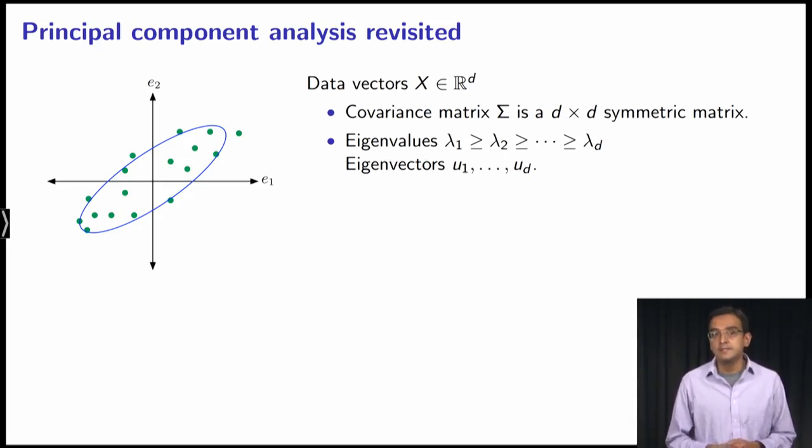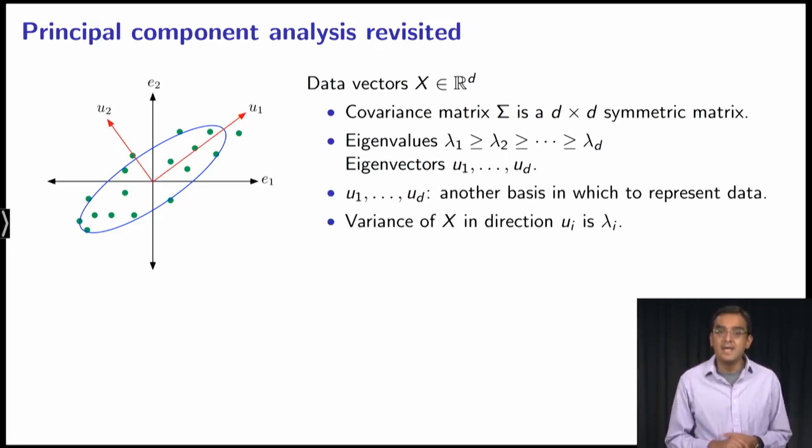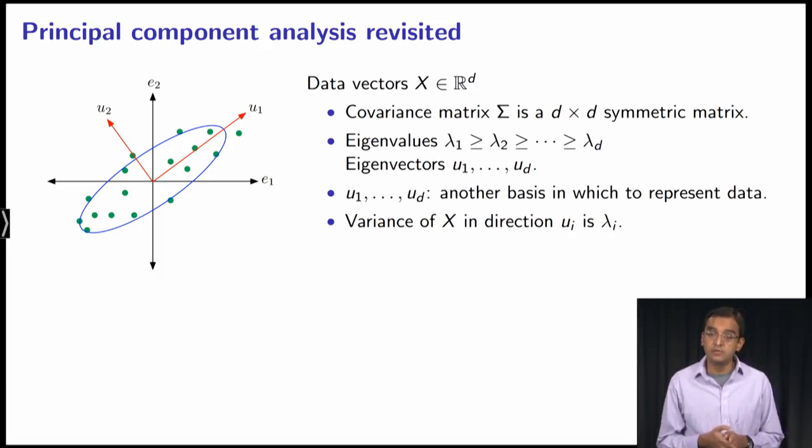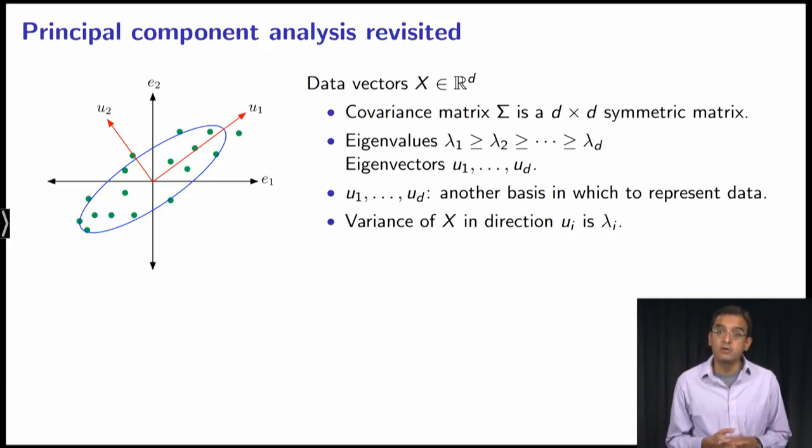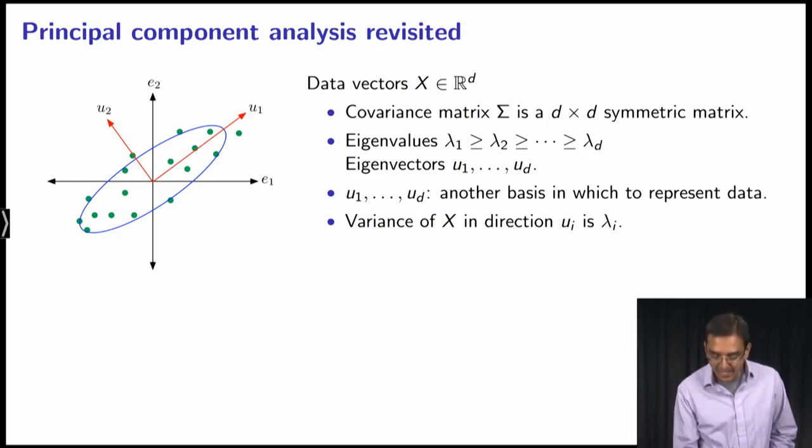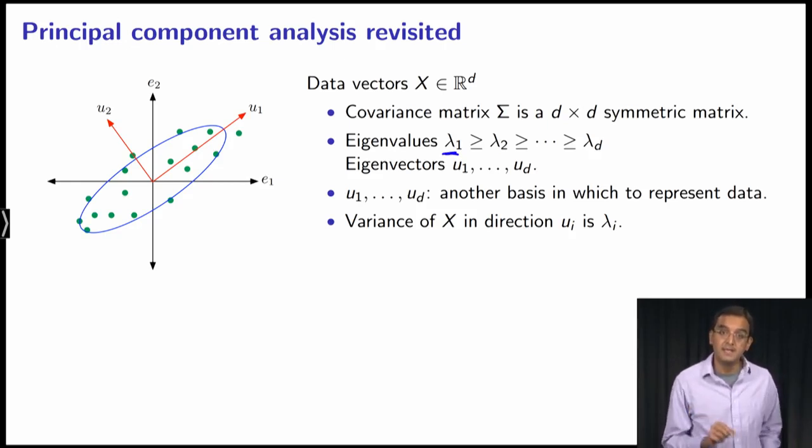Okay. And since it's a d by d matrix, we get back d eigenvectors, u1 through ud, and the corresponding eigenvalues. Now these eigenvectors are the axes of the natural coordinate system for this data. They're an alternative basis in which we can represent this data. Okay. And in this alternative basis, the coordinates are uncorrelated. Moreover, in terms of what these eigenvalues mean, the variance in the direction u sub i is exactly the eigenvalue lambda sub i.